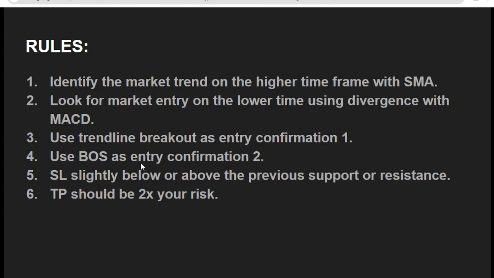You place your stop loss slightly below or above the previous support or resistance. What this means is you place your stop loss below the previous support for a buy position and slightly above the previous resistance for a sell position. The last thing you must do is set your take profit at 2 times your risk. That is, wherever your SL is, your take profit has to be 2 times that distance. I'm going to show you that practically on the chart.